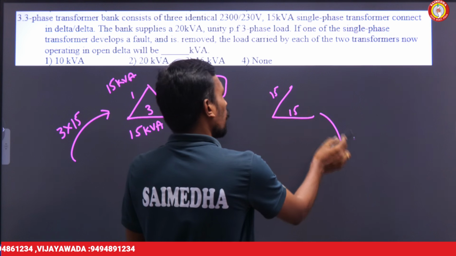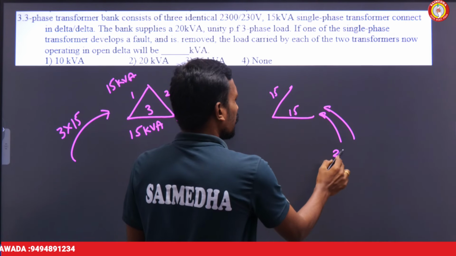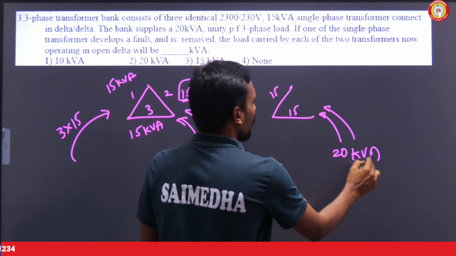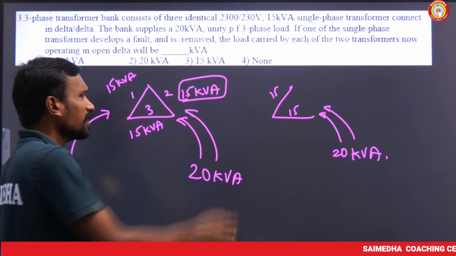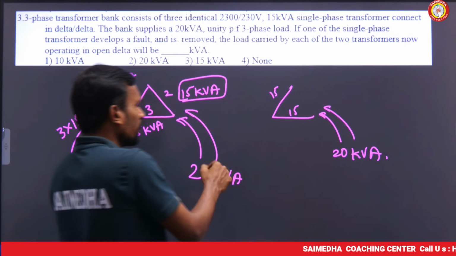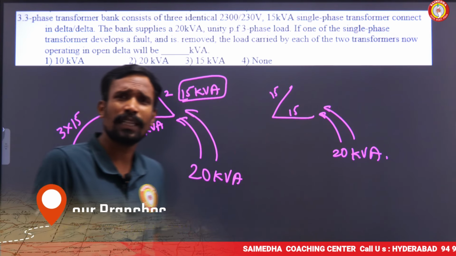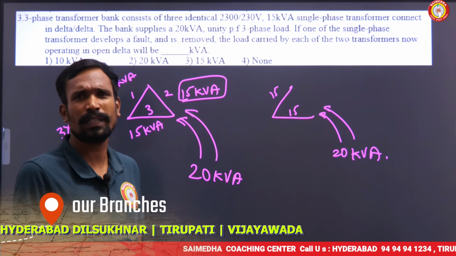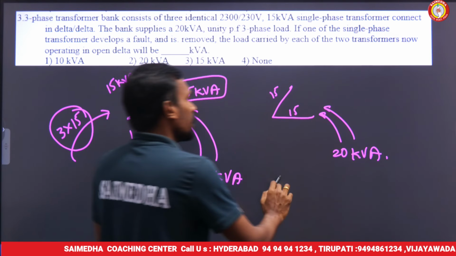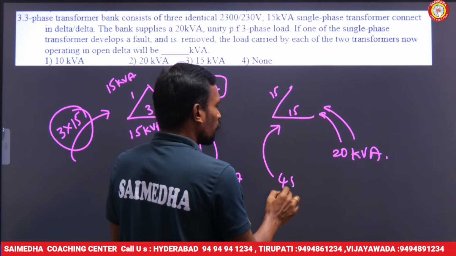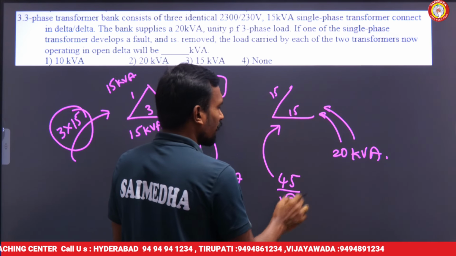Now what is the load on this? The load is 20 kVA ultimately. Sir, is it okay? Here we need to apply 20 by root 3? No, sir, not 20 by root 3. Actually, here the capacity we can use is 45 by root 3.